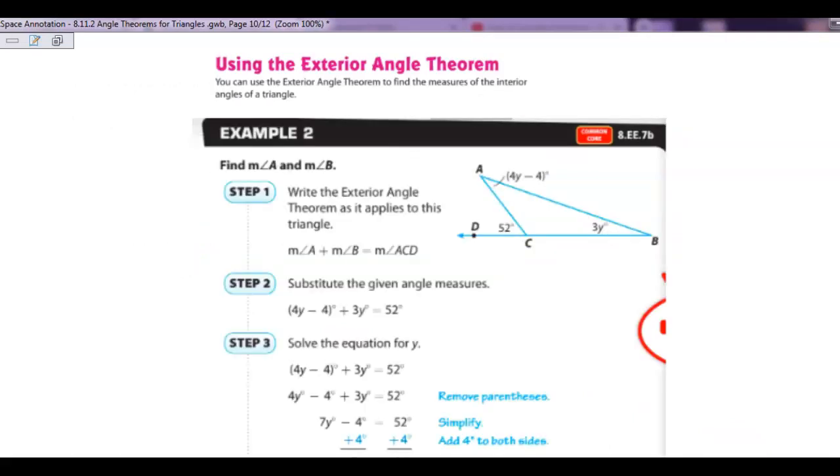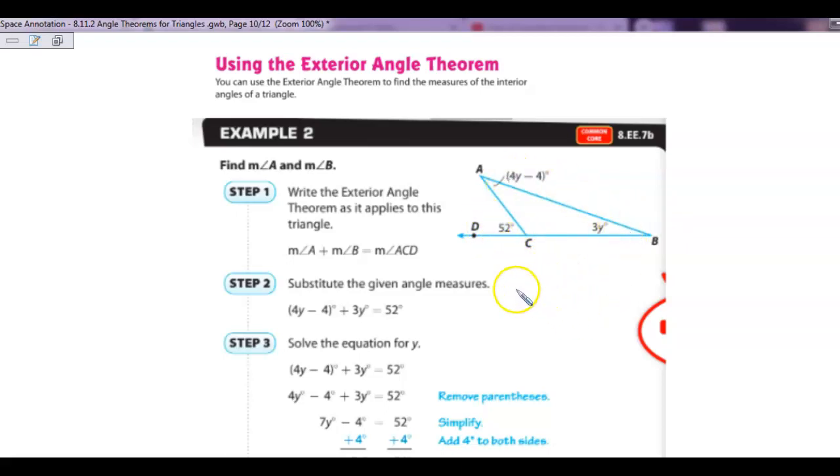Using the exterior angle theorem, I can find the measure of a missing angle. They want us to find the measure of angle A and angle B. We know angle A is 4y minus 4, and angle B is 3y. I know that my exterior angle is 52 degrees, and this is equal to the sum of these two.